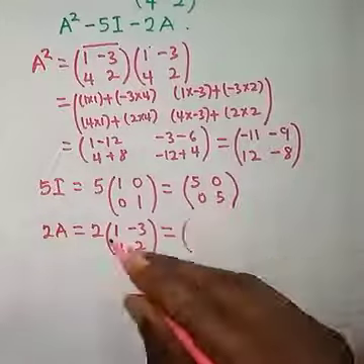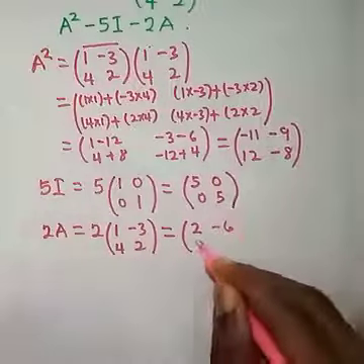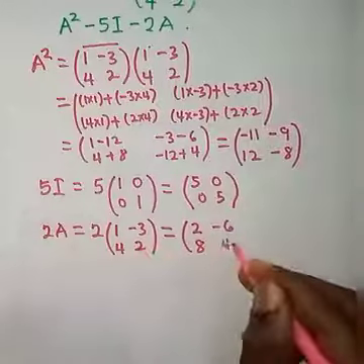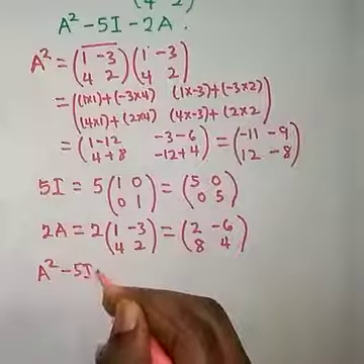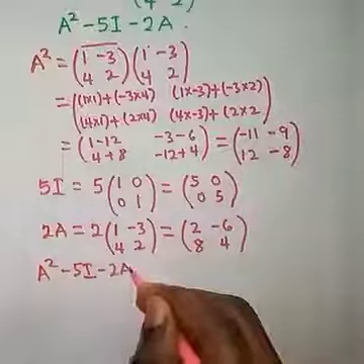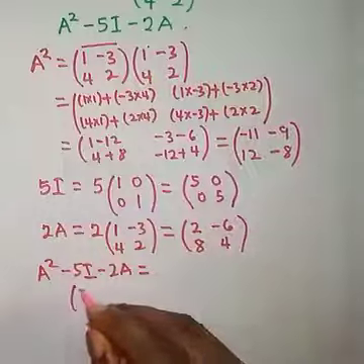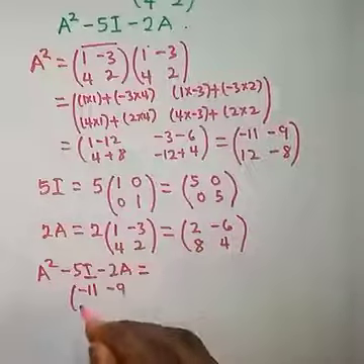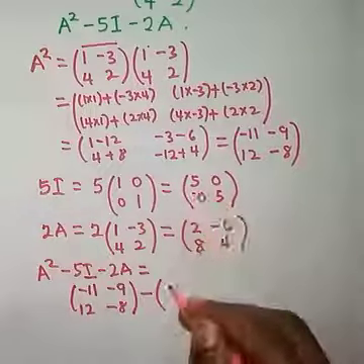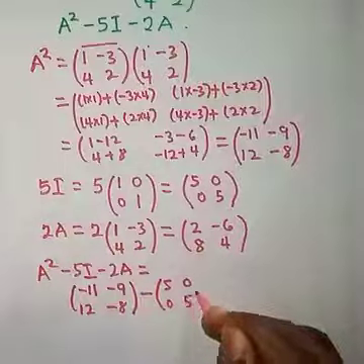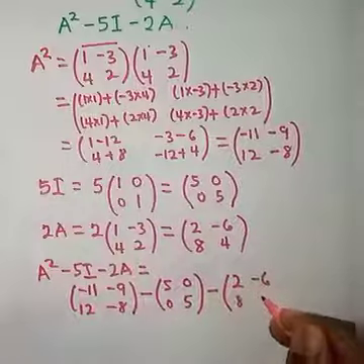And this gives 2 times 1, 2. 2 times minus 3 is minus 6. 2 times 4 is 8. And 2 times 2 is 4. So, A squared minus 5I minus 2A equals, A squared is minus 11, minus 9, 12, minus 8, then minus 5I, this is 5, 0, 0, 5, minus 2A, 2, minus 6, 8, 4.